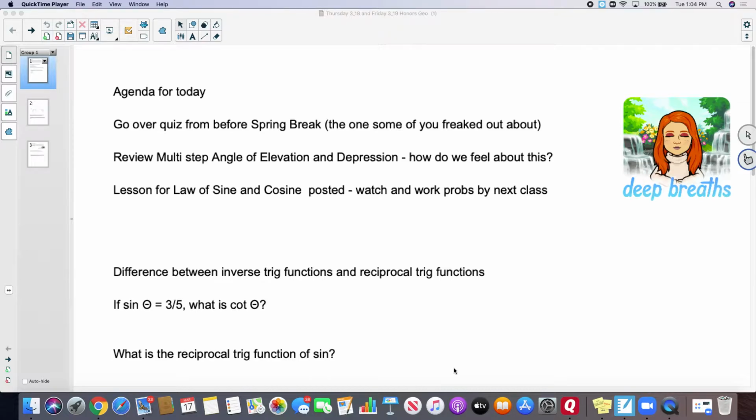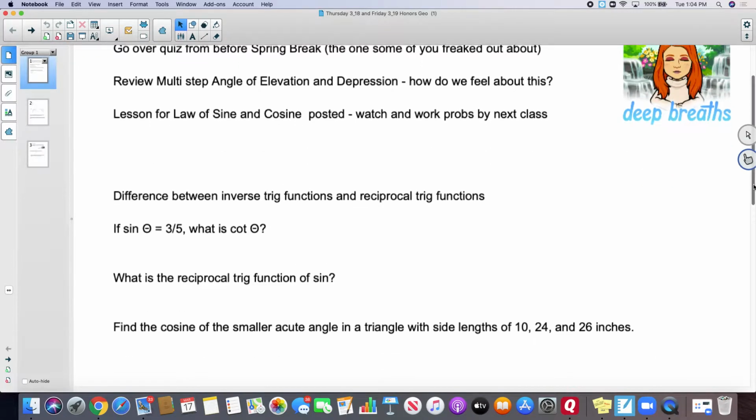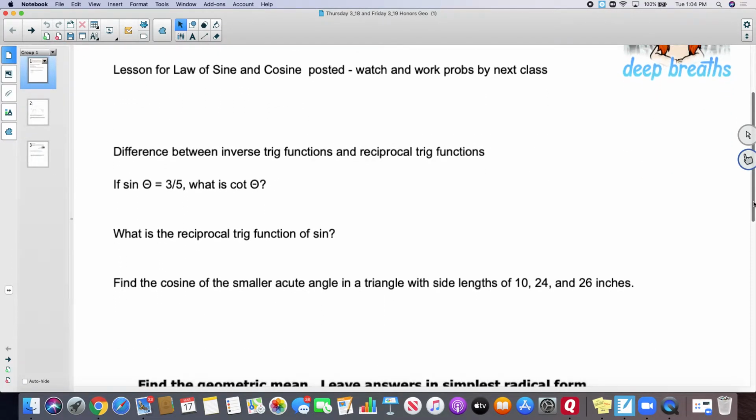Okay, so the first thing I feel I need to go back over from the quiz is the difference between what inverse trig functions are and what reciprocal trig functions are. Because that was a question on your quiz that some of you were a little confused about.